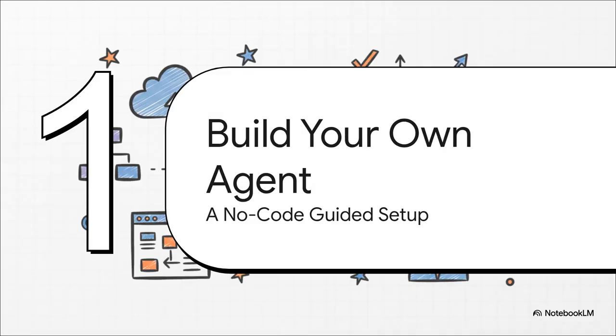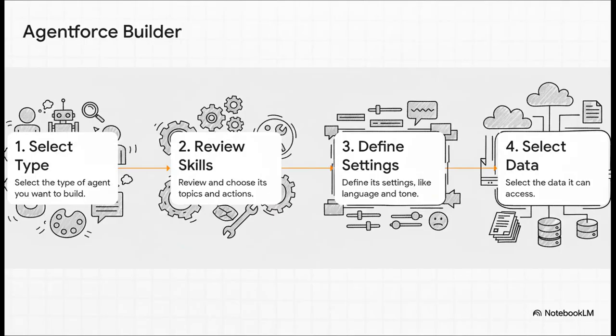But what if you need something super specific? Well, the best part is you don't have to be a developer to build it. Let's look at the Agentforce Builder, which is a completely no-code, guided setup experience. Seriously, building your own agent boils down to just 4 simple steps. First, you pick the type of agent you need. Then, you review and choose its skills and tools. After that, you define its settings. And finally, you tell it what data it can access. It's designed to be incredibly easy and user-friendly.